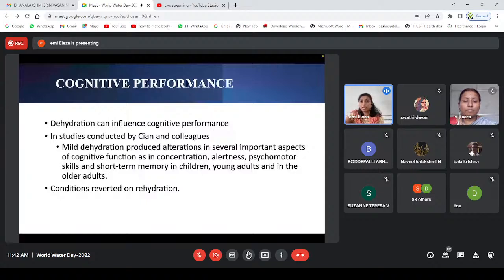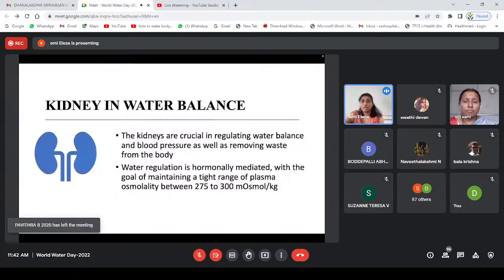Kidney in water balance. The kidney plays a crucial role in regulating water balance and blood pressure, as well as removing waste from the body. Water regulation is hormonally mediated with the goal of maintaining a tight range of plasma osmolality between 275 to 300 milliosmol per kg.